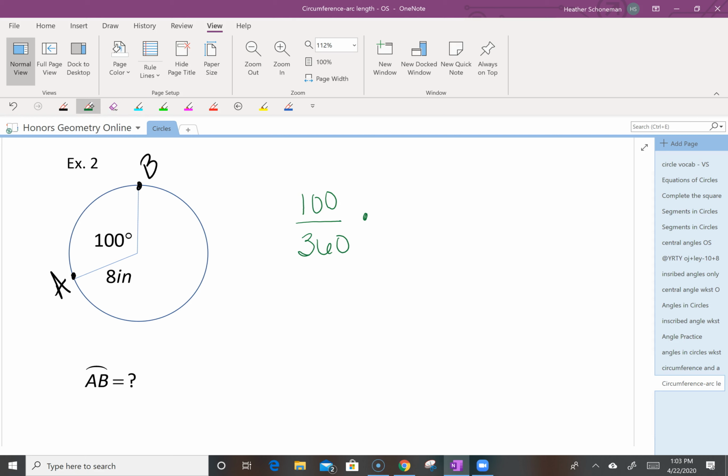Okay, so the degree. Now right here it's saying find the arc length. It says of AB, so we know it's this arc right here. So the formula for arc length is the degree over 360. That gives us our fraction, and it's a fraction of the circumference. Of means times, so I wrote times, and then the circumference. Well, circumference would be 2 pi times the radius. So this one would be 16 pi.